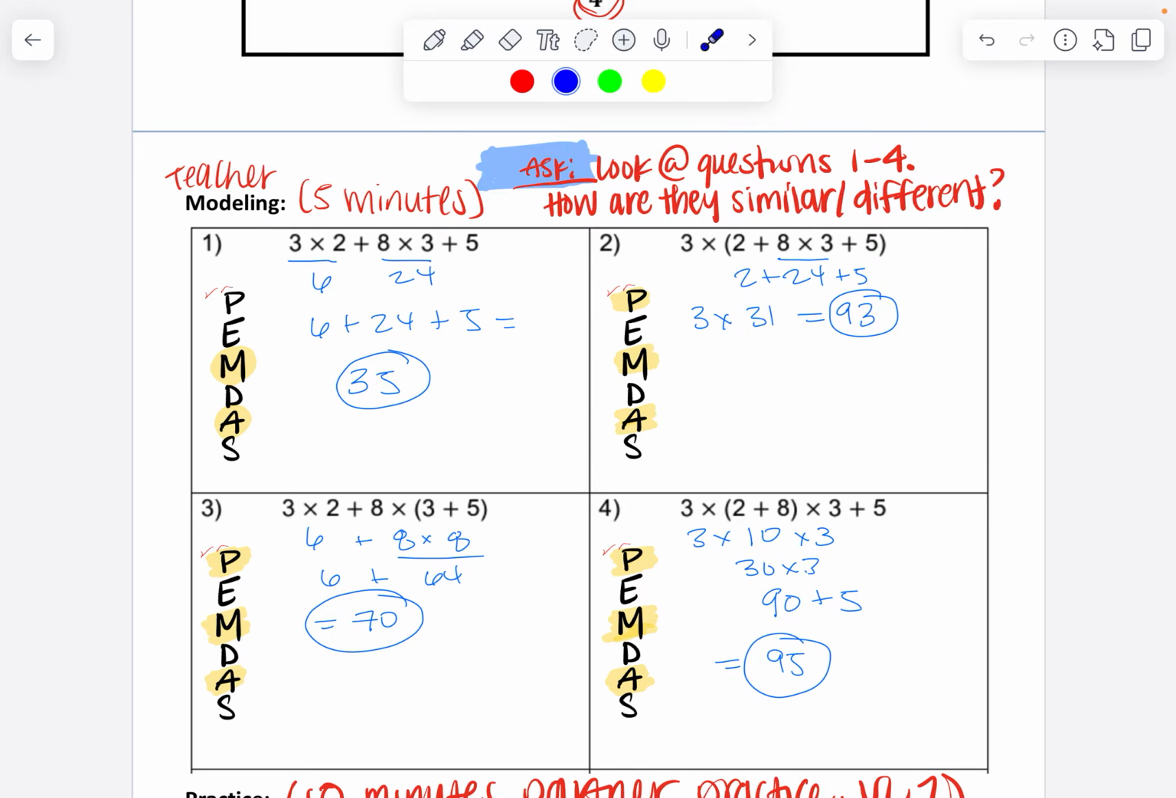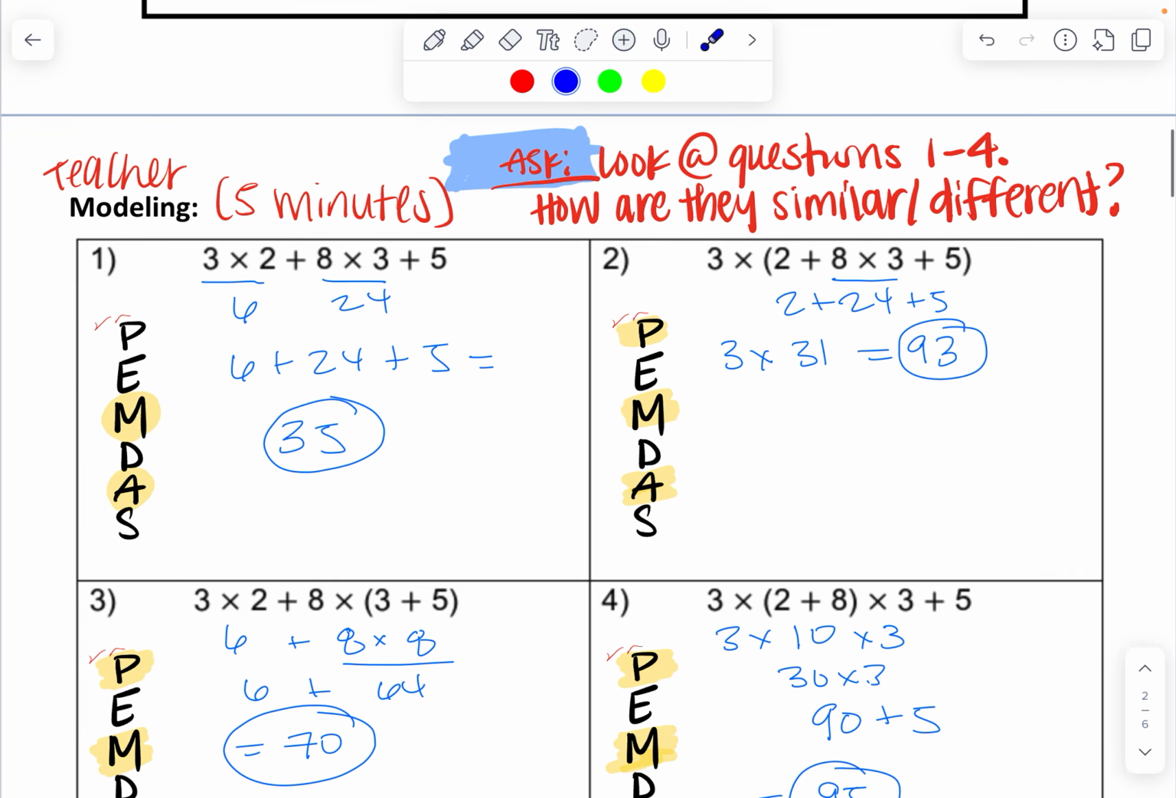So for question 1, you would ask yourself something like, okay, I'm modeling, and as I'm modeling, you are copying my process. So the first question I want to ask myself is, are there parentheses? No, there are no parentheses in this question. So let me go ahead and cross that out. What's the next step? Exponents. Do I have any exponents in this question? No. Let me go ahead and cross that out.